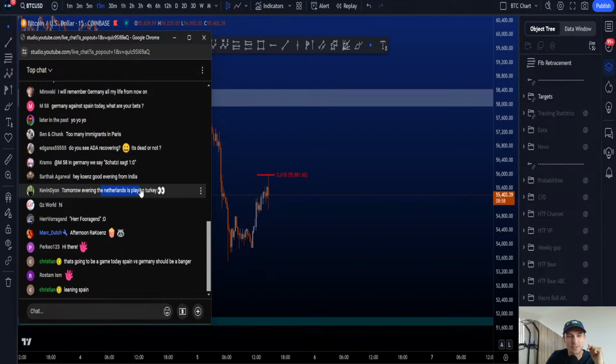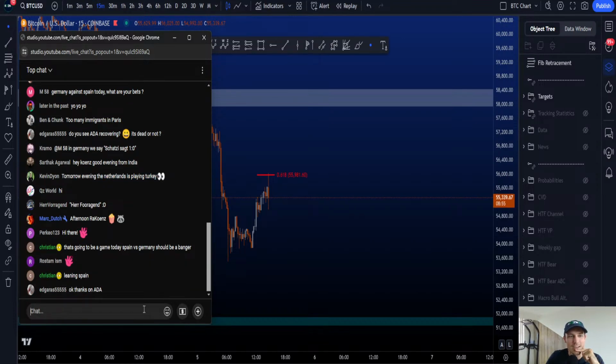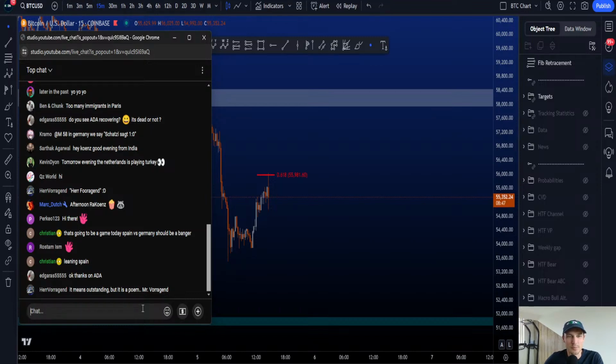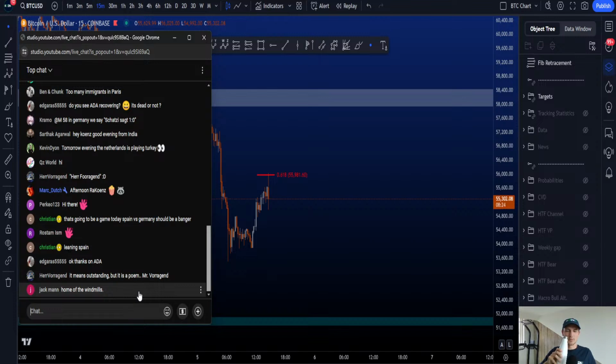Yeah, this is going to be an interesting one. Netherlands, Turkey. Of course, especially in the Netherlands as well. We're a country that is open to many cultures, including people from the Turkish nationality, which is great, which makes the Netherlands what it is. So it should be an interesting game. And hopefully everyone stays respectful in the country afterwards. QZ World, how are you doing? Perkil, what's up? That's going to be a game today. Spain, Germany should be a banger. Leaning Spain. I see. Home of the windmills. That is true. That is the Netherlands.